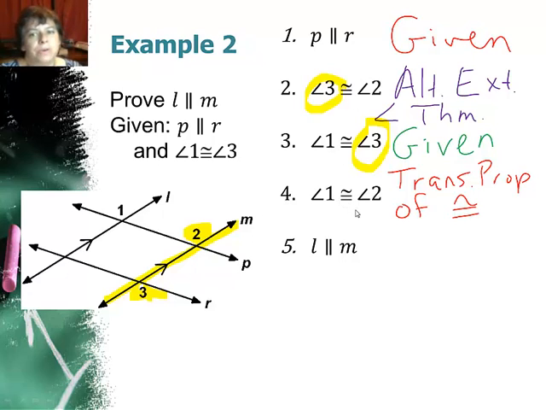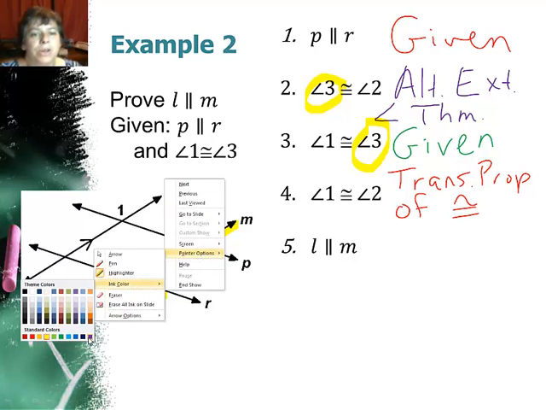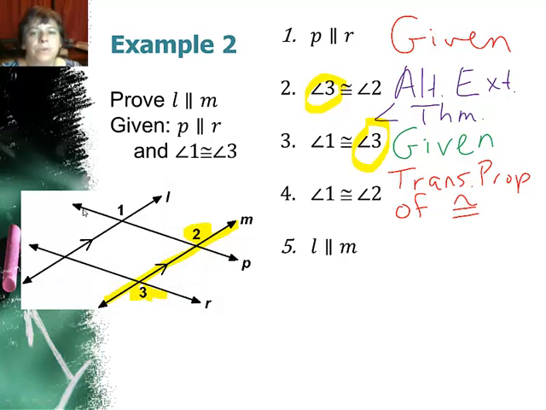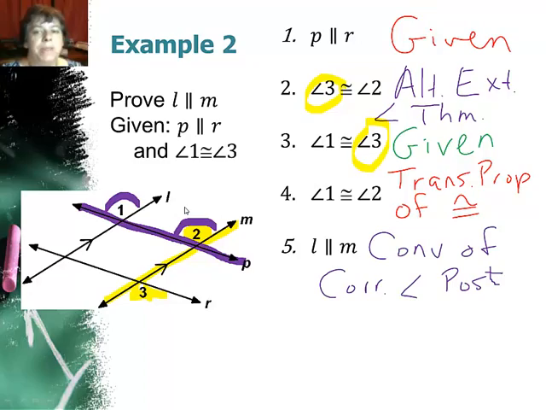congruent to angle 2. Finally, that means that line M, let me go ahead and change my ink color here. So my new transversal, if I'm trying to show L is congruent to M, there's my new transversal. I showed that this angle 1 is congruent to angle 2. Well, those are corresponding angles for this purple transversal. So if the corresponding angles are congruent, then the lines have to be parallel. That's by the converse of the corresponding angle postulate.